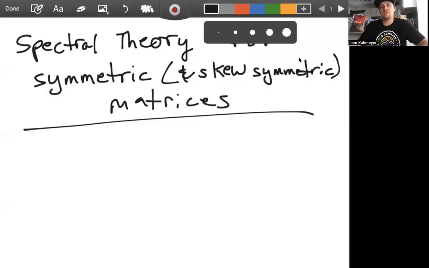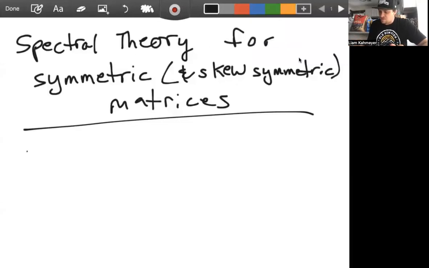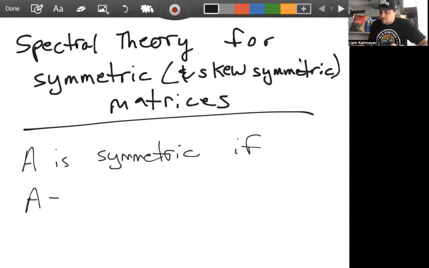We've applied spectral theory in the context of similar matrices and now diagonal matrices. Now let's do the same thing for symmetric and skew symmetric matrices. So let's recall the definitions here. A is symmetric if A is equal to its transpose.